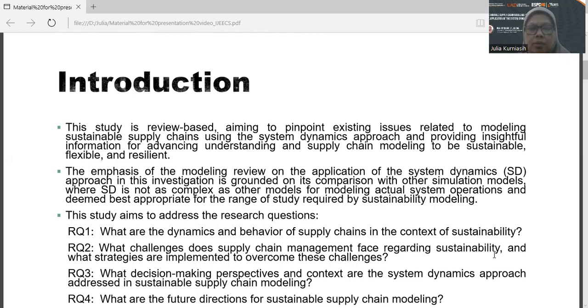Research question 1, what are the dynamics and behavior of supply chains in the context of sustainability? Research question 2, what challenges does supply chain management face regarding sustainability and what strategies are implemented to overcome these challenges? Research question 3, what decision-making perspective and context does the system dynamics approach address in sustainable supply chain modeling? And the last research question, what are the future directions for sustainable supply chain modeling?